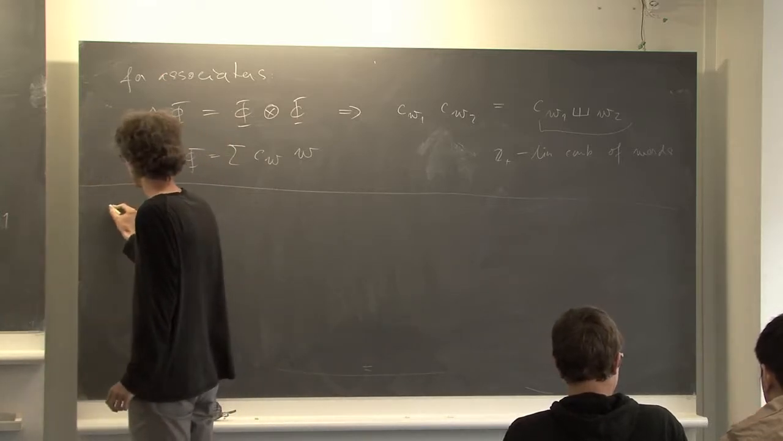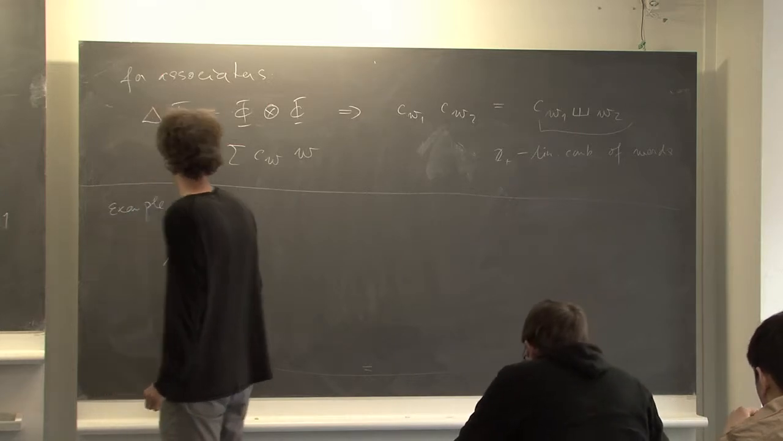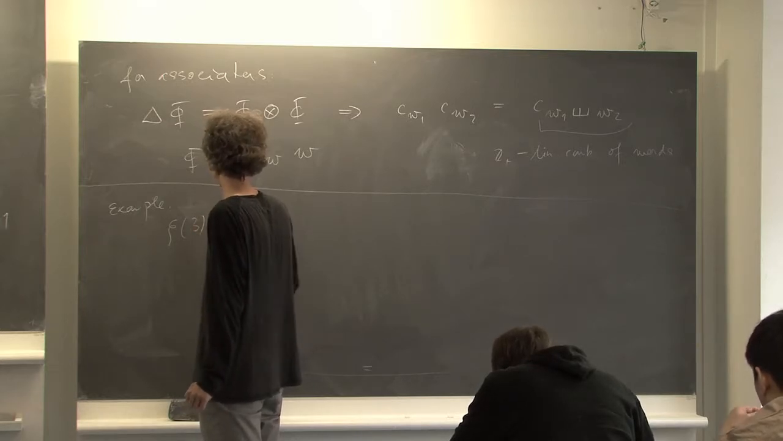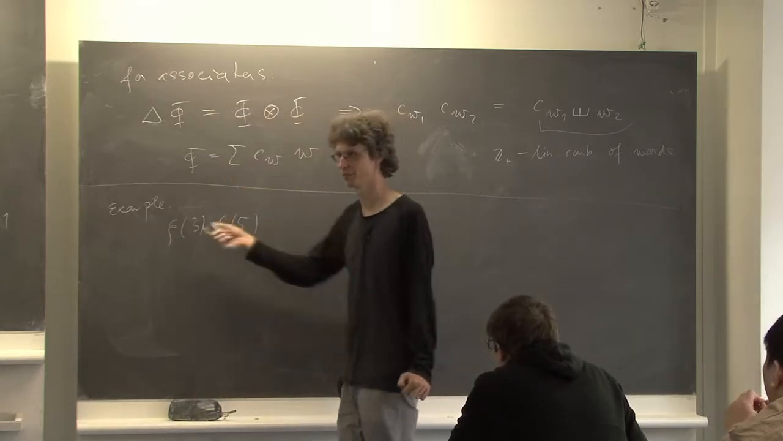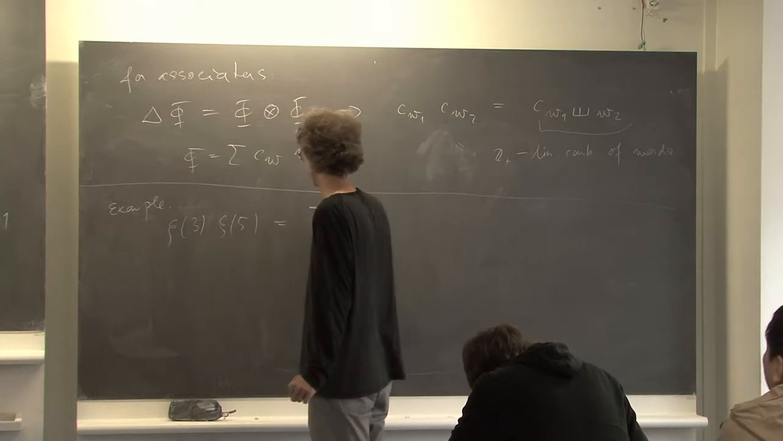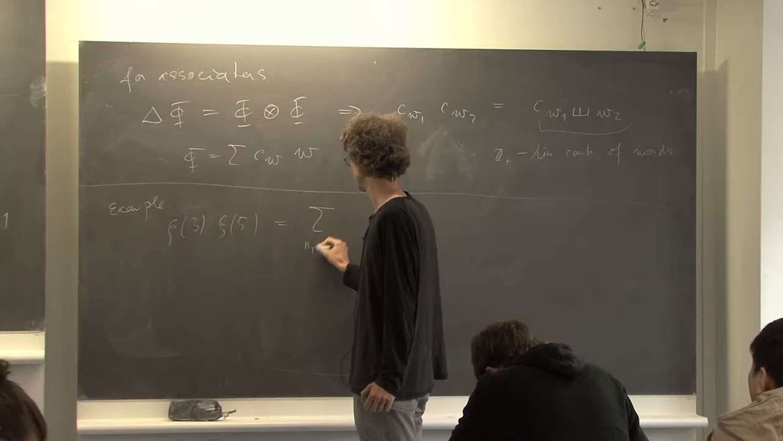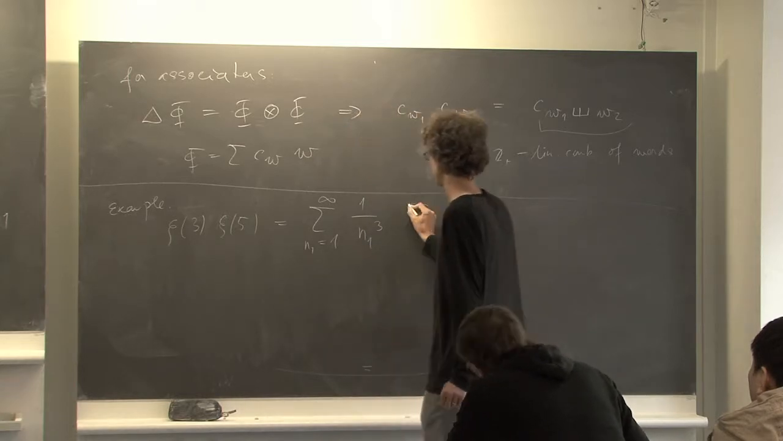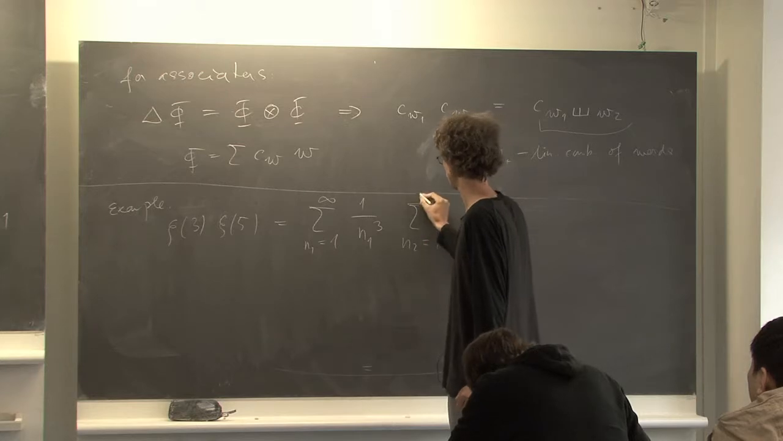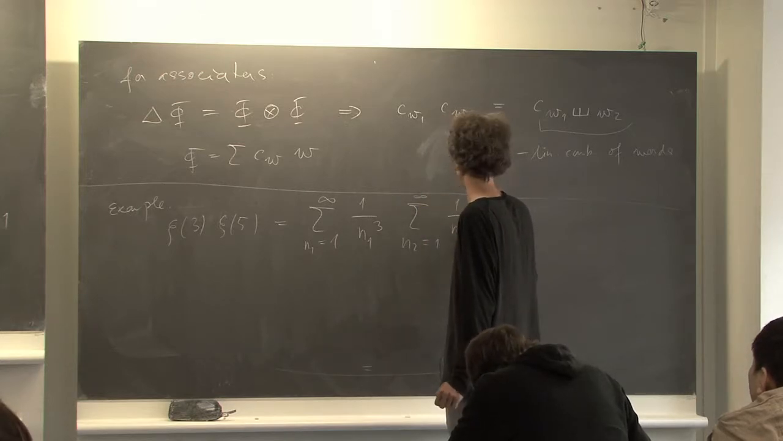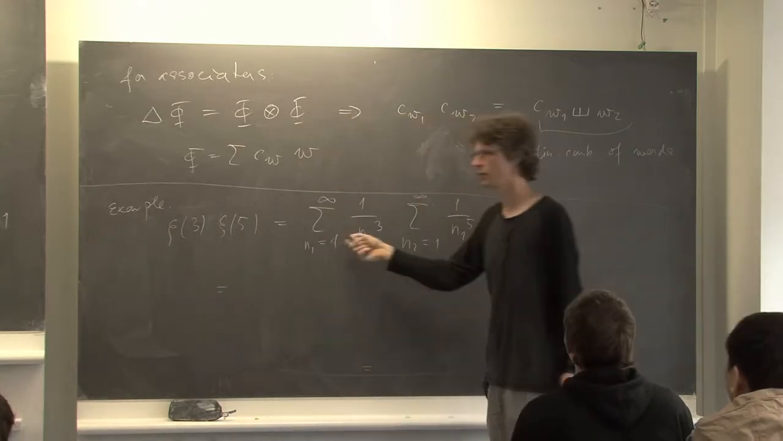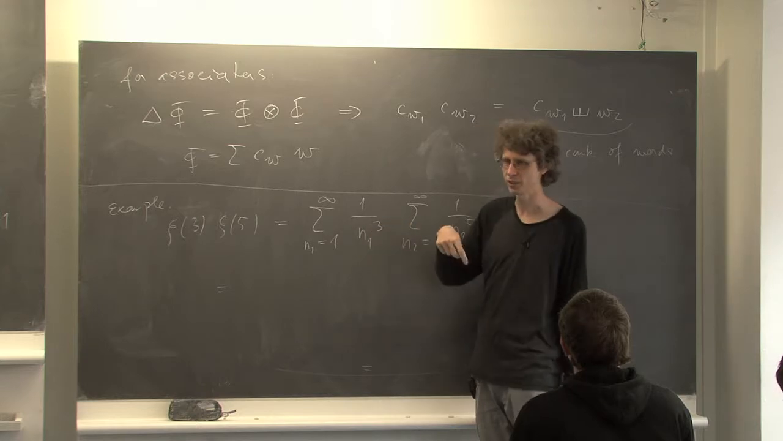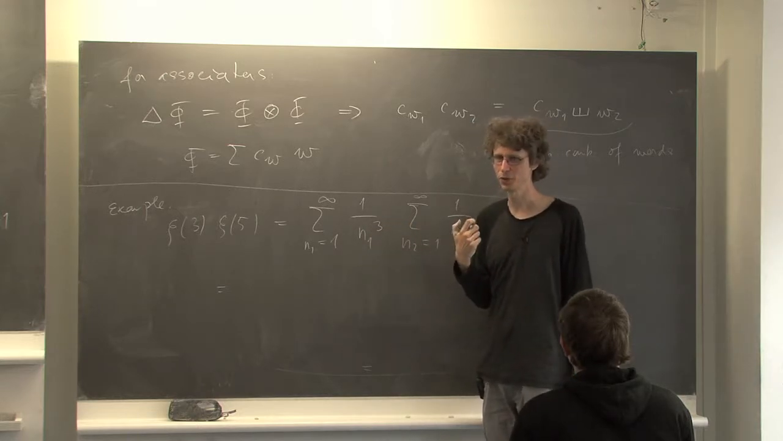And so another property is, again, an example. Let's compute zeta 3 times zeta 5. Can we compute it directly? Zeta 3 is the sum over n1 from 1 to infinity of 1 over n1 to the power 3. And the other is the sum over n2 of 1 over n2 to the power 5. Let's multiply those. Now there are three possibilities: either n1 is smaller than n2, or n1 is larger than n2, or n1 is equal to n2.